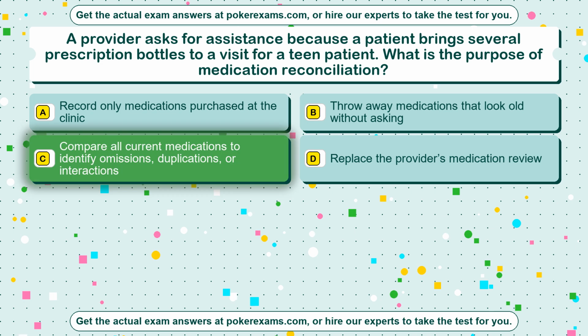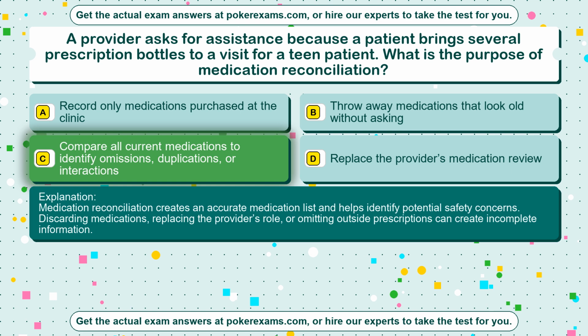The correct answer is option C, compare all current medications to identify omissions, duplications, or interactions. Medication reconciliation creates an accurate medication list and helps identify potential safety concerns. Discarding medications, replacing the provider's role, or omitting outside prescriptions can create incomplete information.